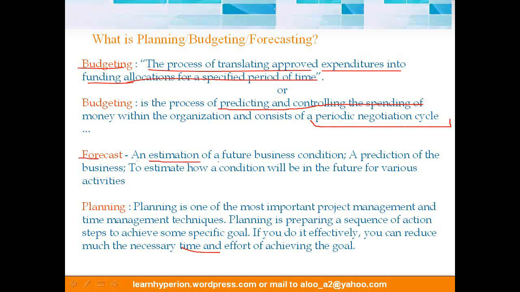Forecasting is just an estimation of future business conditions. A prediction of a business. You predict different expenses. I might need this money. I might need that much money. Just a forecast. And planning is just a process which binds budgeting and forecasting. Planning is the overall process which helps you with money management. Planning is one of the most important project management and fund management processes which helps you allocate money to different lines of business, different departments, depending upon their needs.